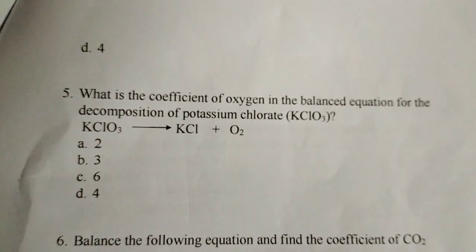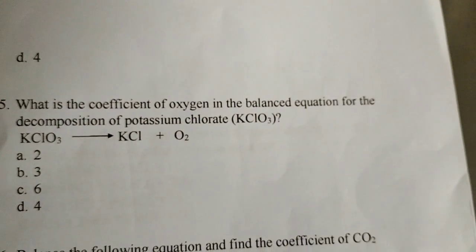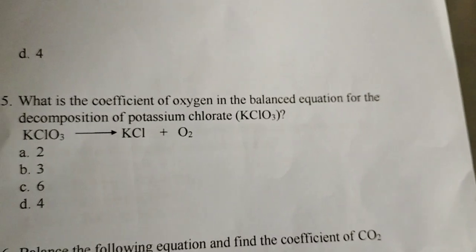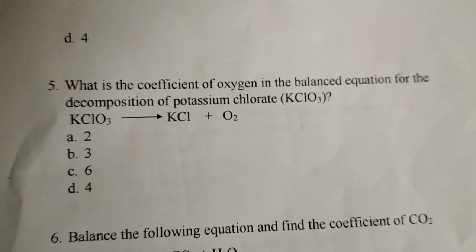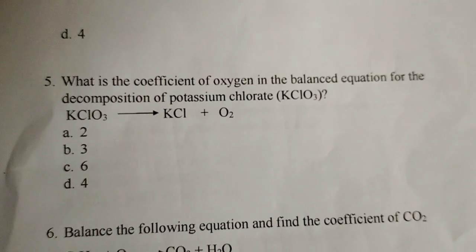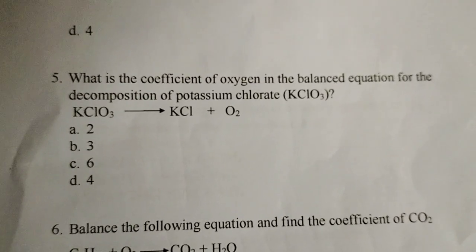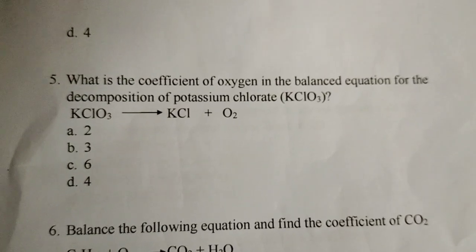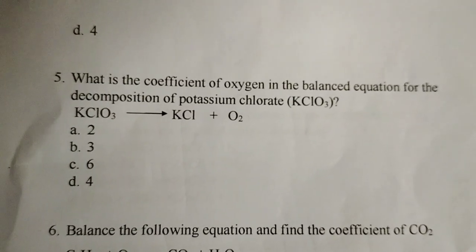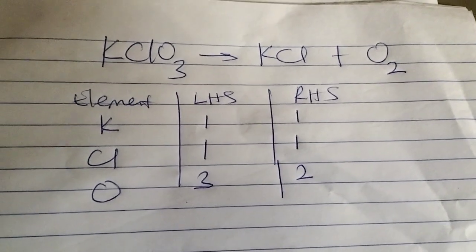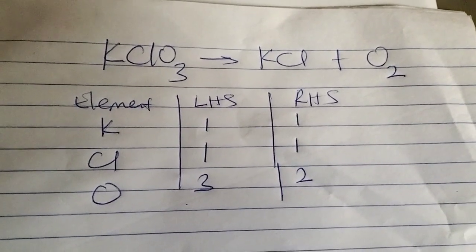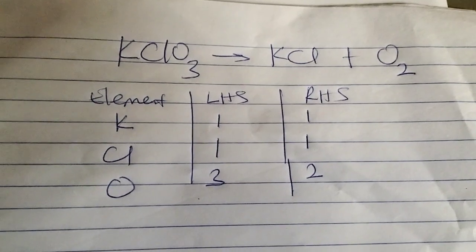Number 5 says, what is the coefficient of oxygen in the balanced equation for the decomposition of potassium chlorate? We had that equation given to us there. We're asked to find the coefficient of oxygen, option A, 2, B, 3, C, 6, and D, 4. So let's go and work it out. We can see the equation there, and then the table drawn, the elements, the symbols listed for us: potassium, chlorine, oxygen.